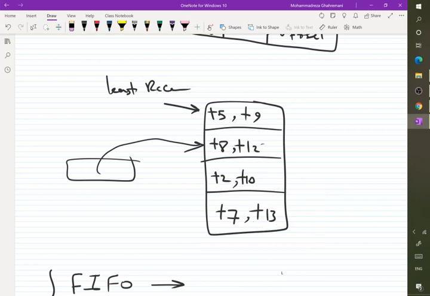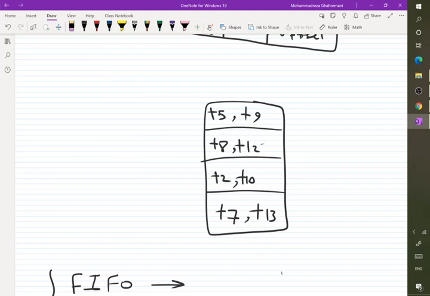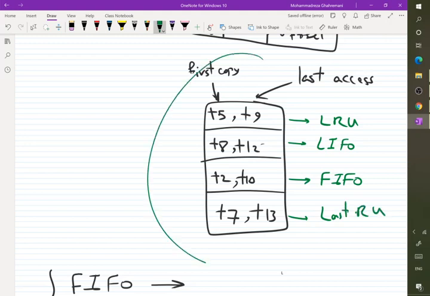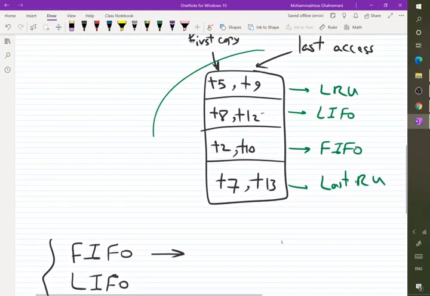So these are the techniques that we use. Again, this one is the first copy time, and here is the last access. FIFO replaces this block. LIFO replaces this block. Least recently used replaces this block. Most recently used replaces this block. So we see that these four techniques replace different cache blocks.